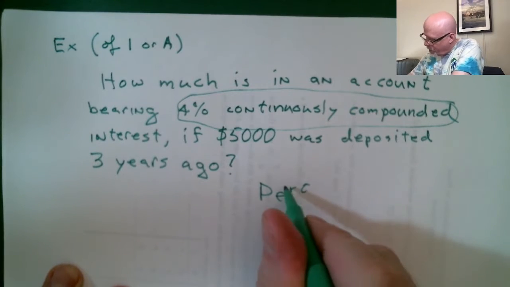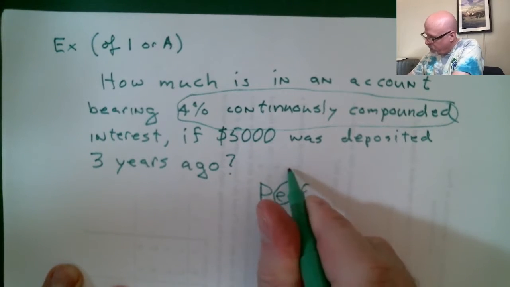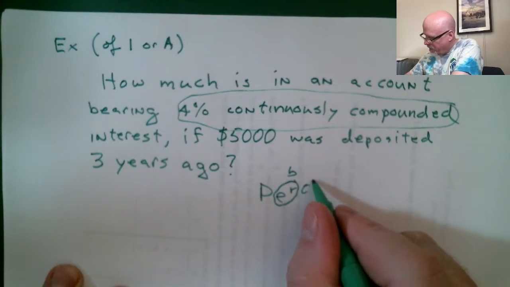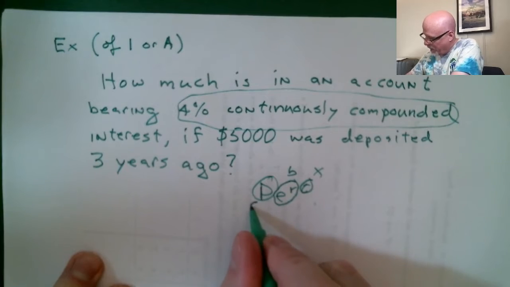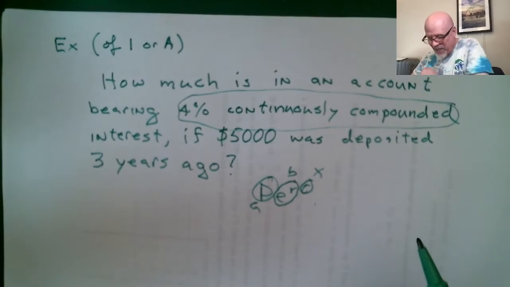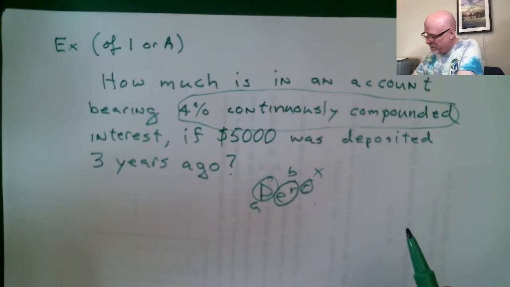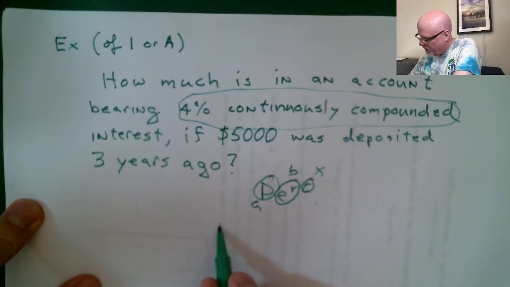But we should think of that e to the r as being b, and I guess t is really x. And p, what's p? P is a. Right? These are just letters. They're different letters for the same ideas. The initial amount is $5,000.